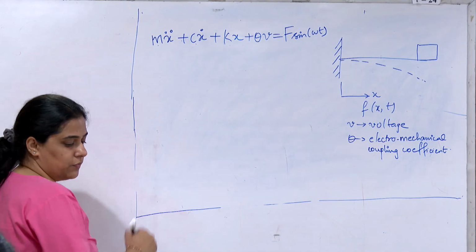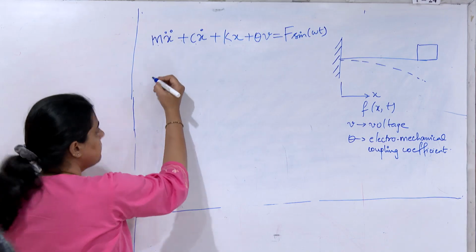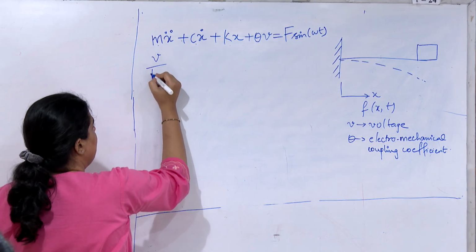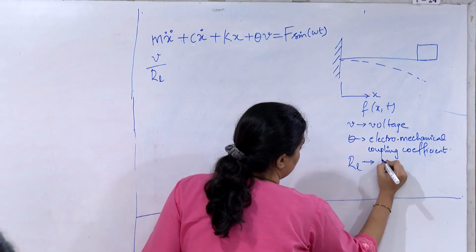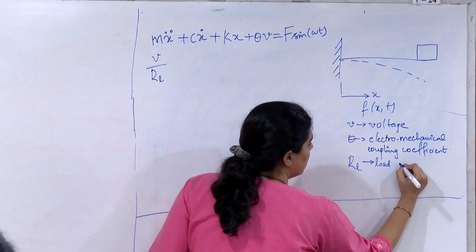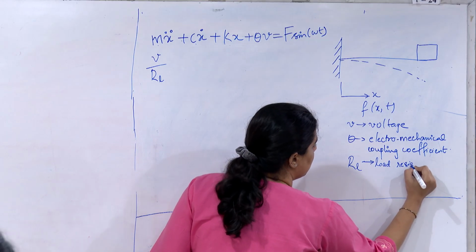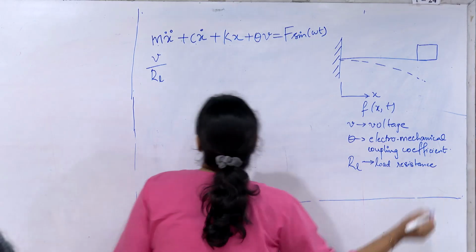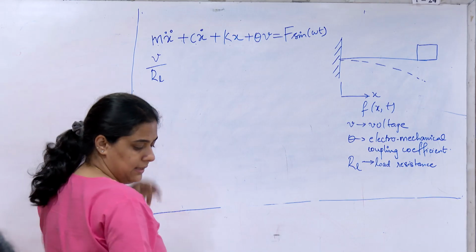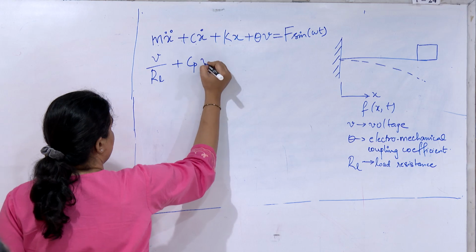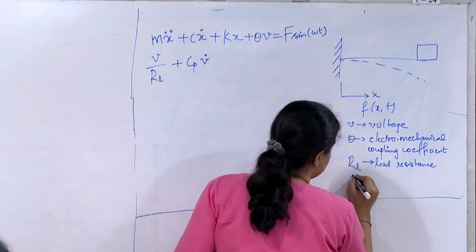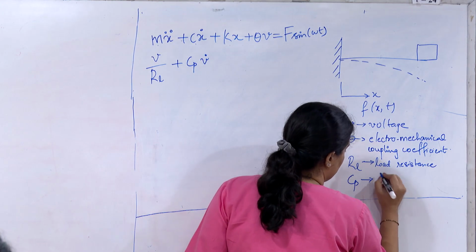The electrical part of the equation is V by RL, where RL is the load resistance, plus Cp V dot, where Cp is the capacitance of your piezoelectric patch.